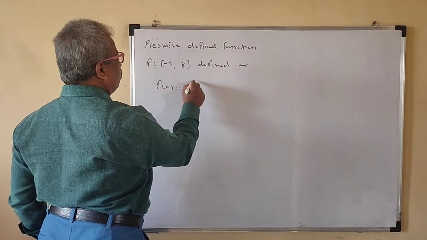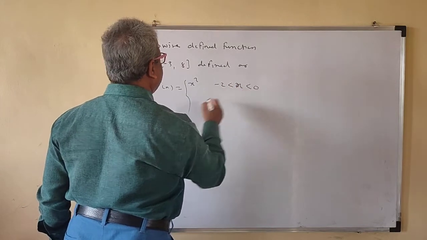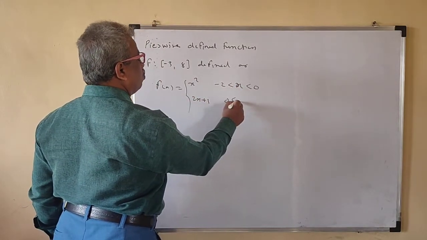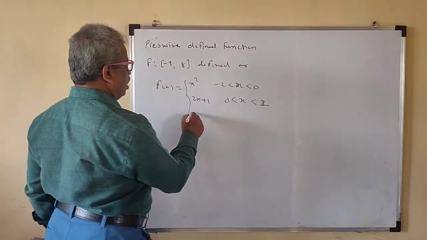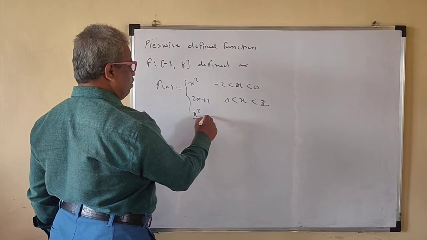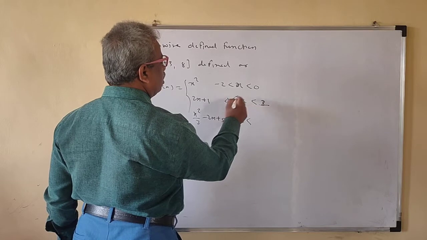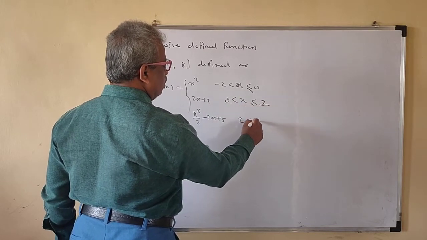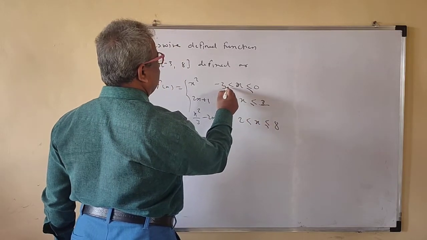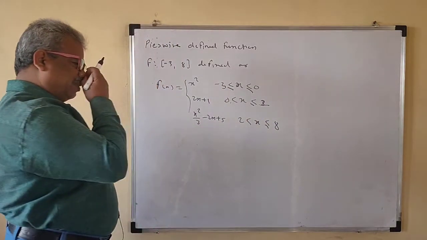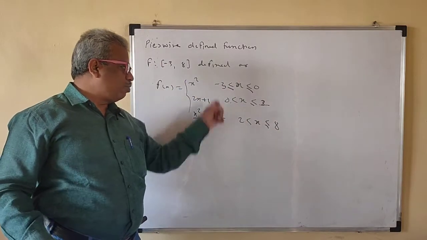f of x is equal to x square for minus 3 less than x less than 0, twice x plus 3 for 0 less than x less than 2. Okay. And x square upon 3 minus twice x plus 5 if 2 is less than x less than or equal to 8. So minus 3 and 8, this is your domain.